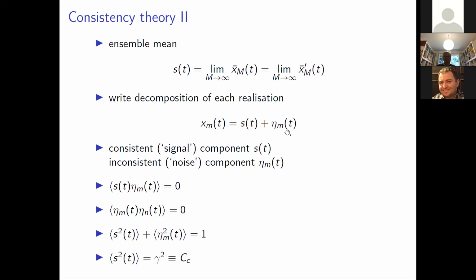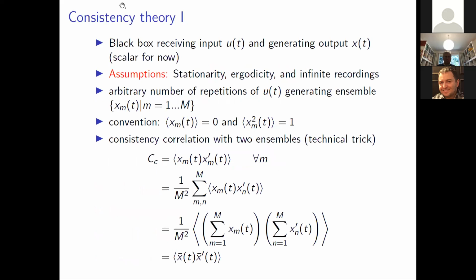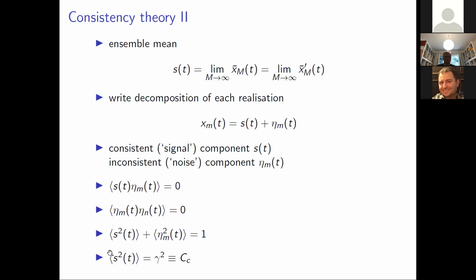Now this has some interesting consequences. Firstly, these two things don't correlate. So the signal and this noise component don't correlate. Two different noise components of two different responses don't correlate. And thus we can split the variances up like this. And also, if we look back at what the consistency correlation actually is, writing it in these ensemble means, it's just the variance of this ensemble mean over time. So what we also see here is that in this limit, the consistency correlation is always positive, and I'm also going to use the term gamma squared for that.